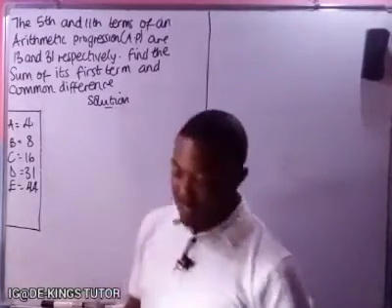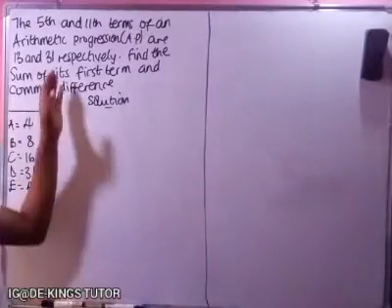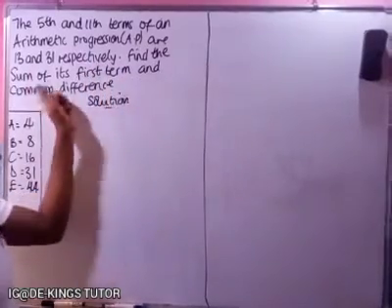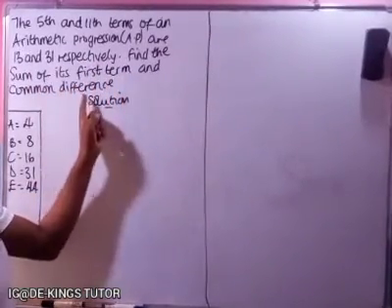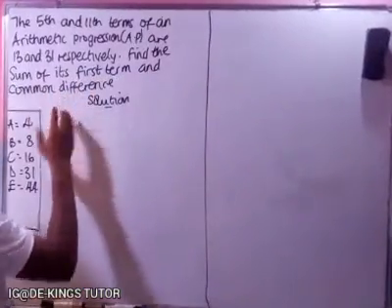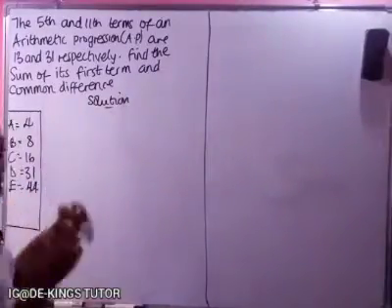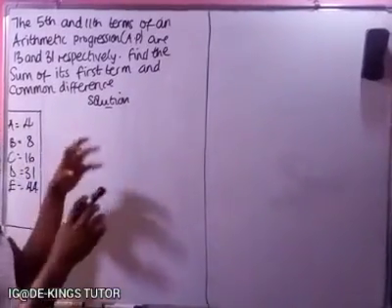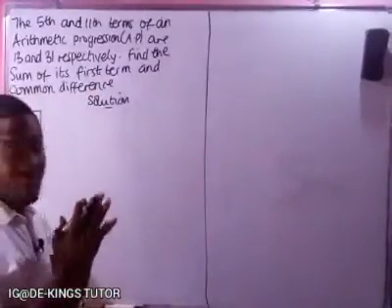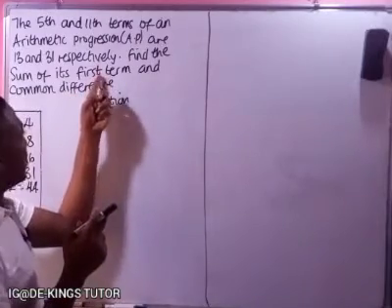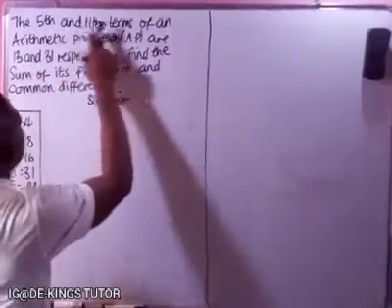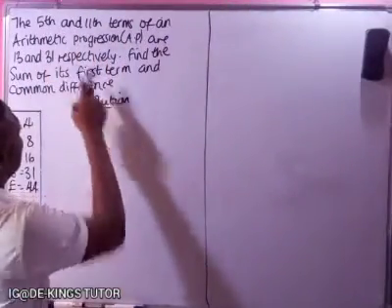Now the question said the 5th and 11th terms of an arithmetic progression AP are 13 and 31 respectively. Find the sum of the first term and the common difference. So this question is kind of tricky. Now, what they're asking us to find is the sum. Sum means addition of the first term and what? The common difference. It means we are going to find the first term and the common difference and add it together.